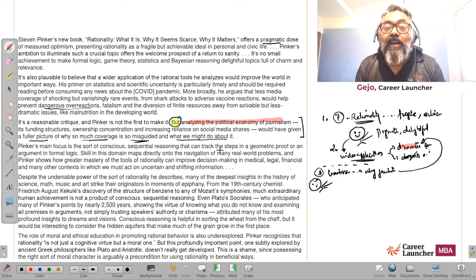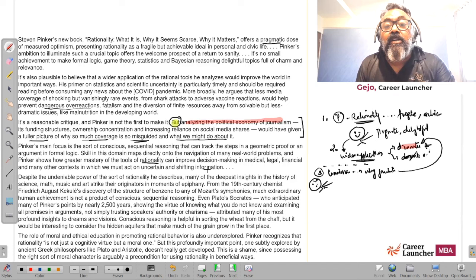Pinker's main focus is conscious sequential reasoning that can track the steps in a geometric proof or an argument in formal logic. Skill in this domain maps directly onto the navigation of many real-world problems, and Pinker shows how greater mastery of the tools of rationality can improve decision-making in medical, legal, financial, and many other contexts in which we must act on uncertain and shifting information. Now, we are getting back.